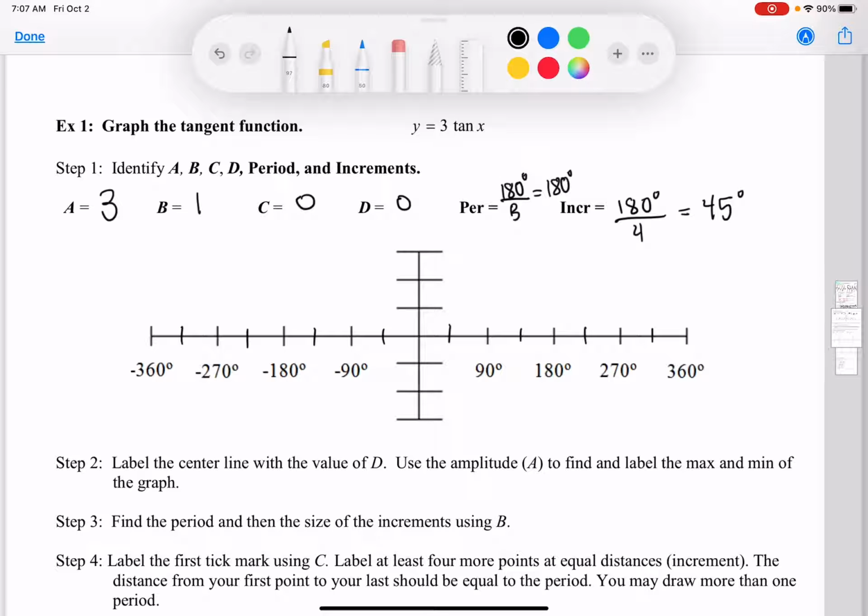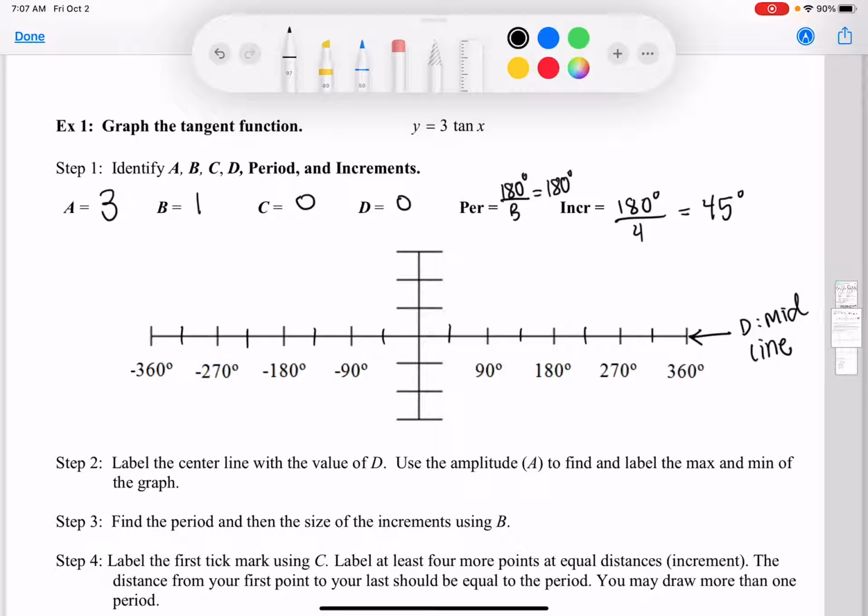Okay, well, step 2, it says label the center line with the value of D. Well, D is 0, and so that means that center line, that midline, did not change at all. And so it's going to remain at 0. Whether you call it the middle line or the center line does not matter.